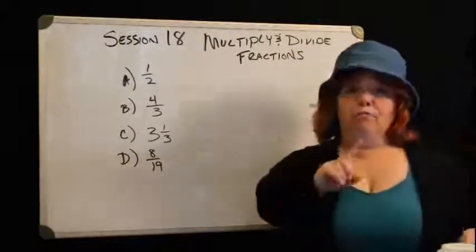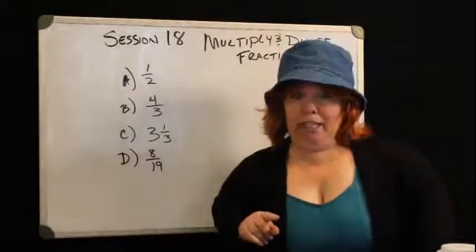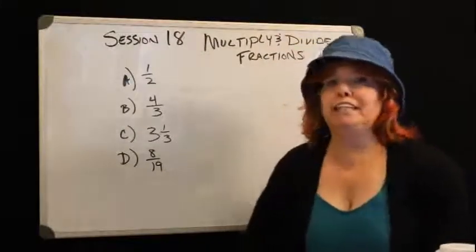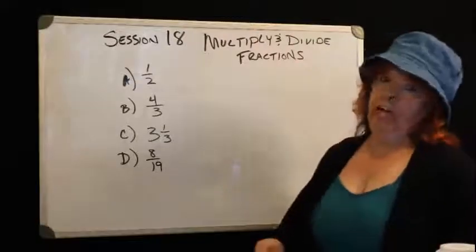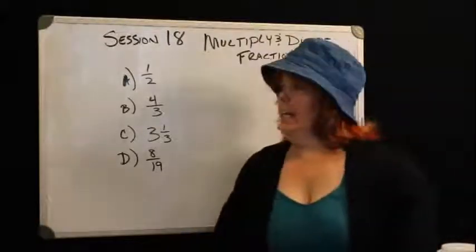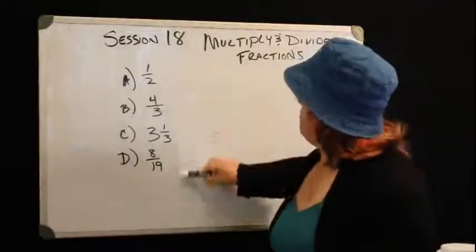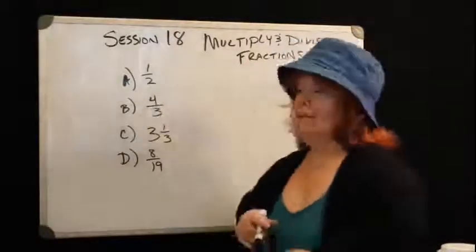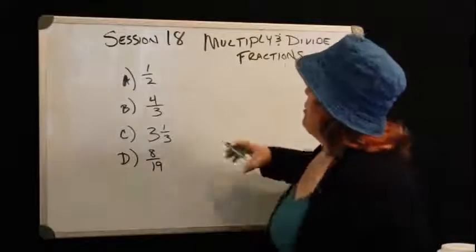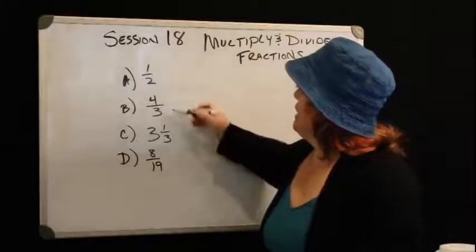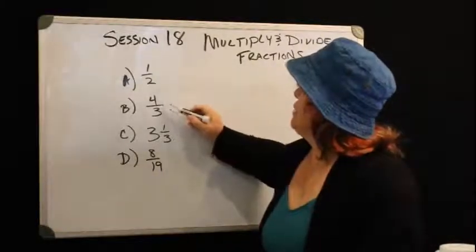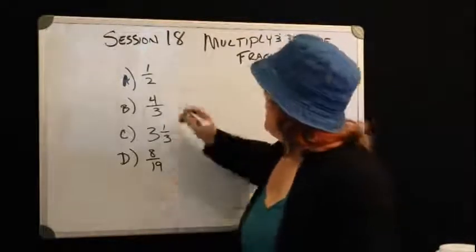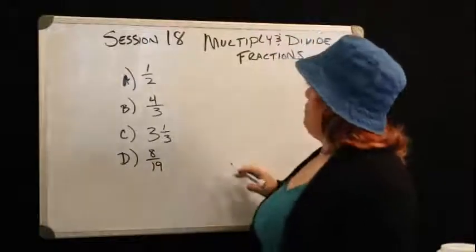So, first question that I left you with was A, B, C, or D. Which one of these is an improper fraction? And if you look at them, the answer would be B. B is an improper fraction because the denominator is less than the numerator. Okay, so that's an improper fraction. So how do we change it?